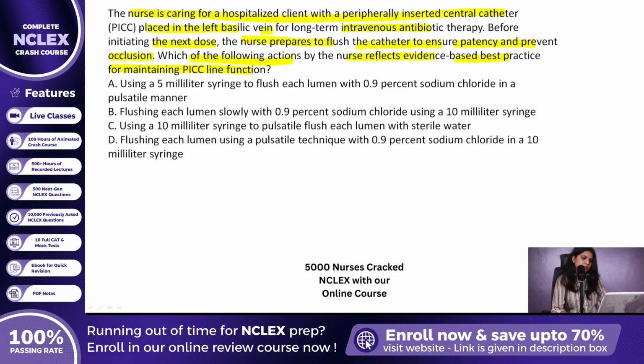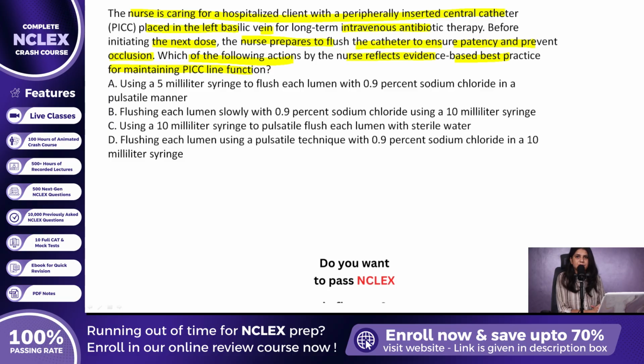Here are your choices. Option A, using a 5 milliliter syringe to flush each lumen with 0.9% sodium chloride in a pulsatile manner. Option B, flushing each lumen slowly with 0.9% sodium chloride using a 10 milliliter syringe. Option C, using a 10 milliliter syringe to pulsatile flush each lumen with sterile water. Option D, flushing each lumen using a pulsatile technique with 0.9% sodium chloride in a 10 milliliter syringe. Now let us break it down. Technique, solution, and equipment all matter when maintaining central lines.